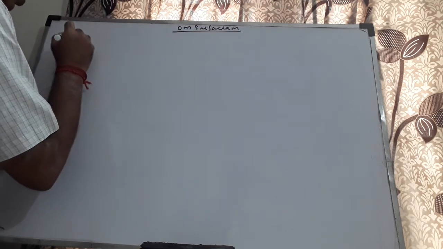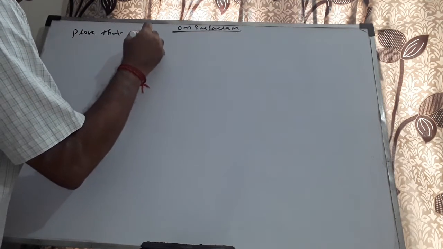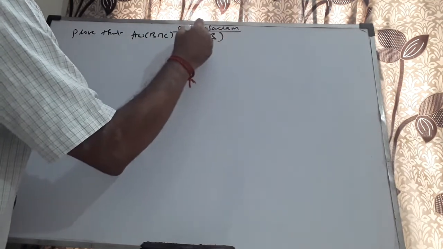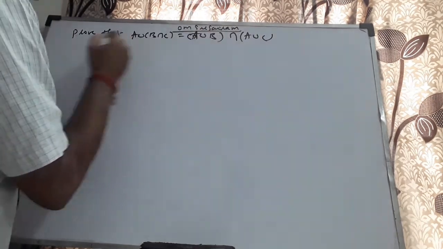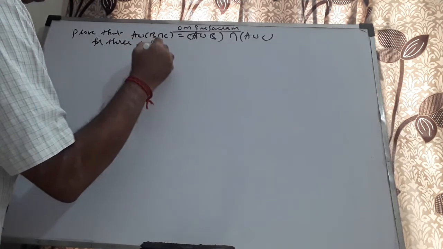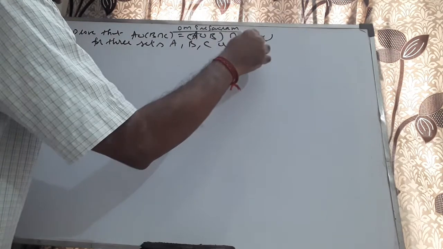The first result goes like this. Prove that A union (B intersection C) is equal to (A union B) intersection (A union C) for three sets A, B, C using Venn diagram.